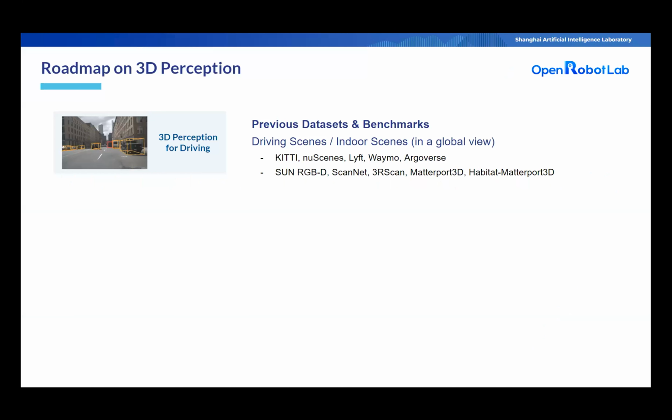First, let's have a brief review of the roadmap on 3D perception. As we all know, 3D perception for autonomous driving and also indoor scenes has made great progress in the past few years. There are many popular datasets and benchmarks, such as KITTI, nuScenes, Lyft, Waymo, Argoverse for autonomous driving, and SUN RGB-D, ScanNet, 3RScan, Matterport3D, HM3D for indoor scenes in the global view perception.